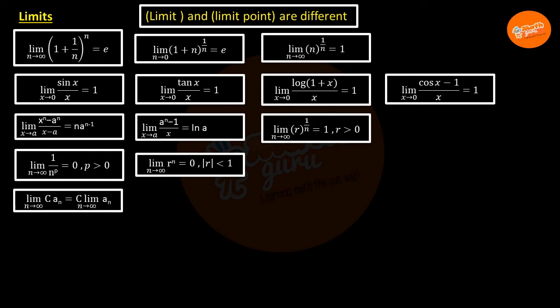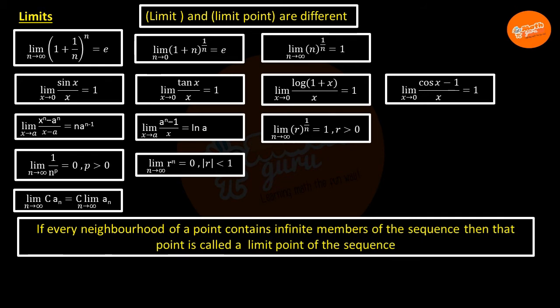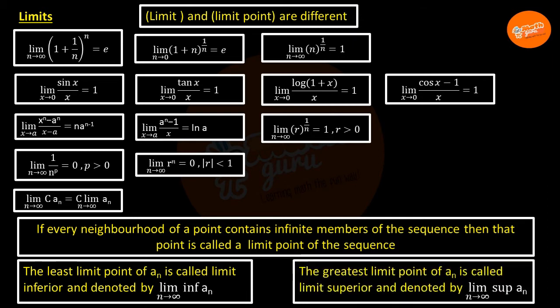Limit n tends to infinity, c a_n equals c into limit n tends to infinity a_n, where c is a constant. If every neighborhood of a point contains infinite members of a sequence, then that point is called a limit point of the sequence. The least limit point of a_n is called limit inferior, and the greatest limit point of a_n is called limit superior.